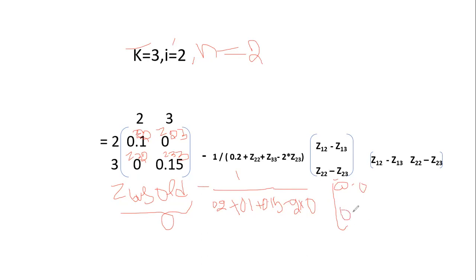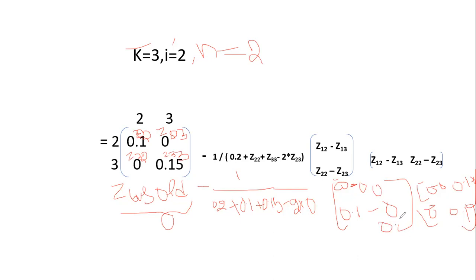That is 0.1. Therefore, this is minus 0.1 minus Z23. Z23 is also 0, into Z12. Z12 and Z13 are considered as 0 values, that is 0 minus 0. Next, Z22 means 0.1 minus 0, so this is 0, 0.1.